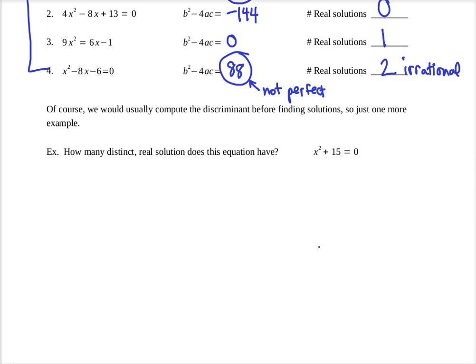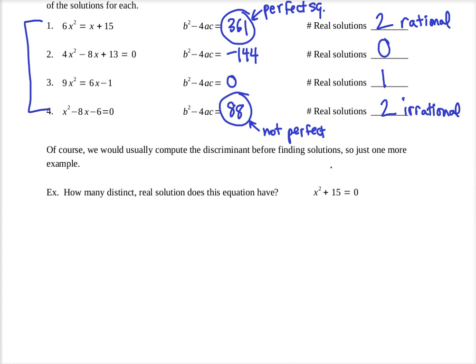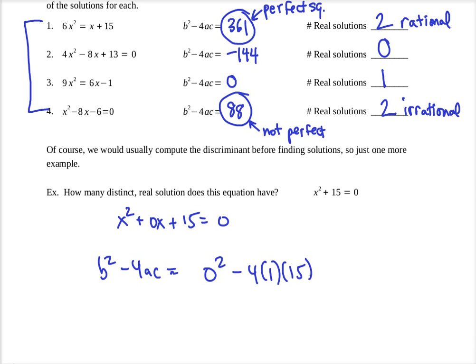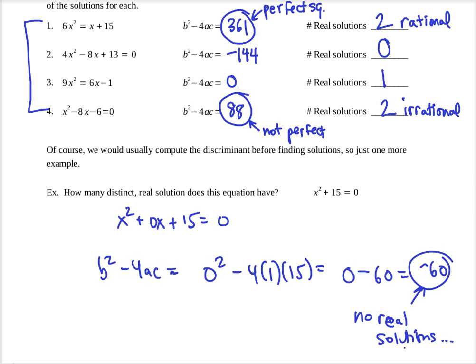Okay, so how many distinct real solutions does this equation have? Well, let's use the discriminant to figure it out. This is really x squared plus 0x plus 15 equals 0. So b squared minus 4ac is equal to 0 squared minus 4 times 1 times 15. And we get 0 minus 60, which is negative 60. Since it's negative, we get a negative discriminant, which means no real solutions. Both of our solutions are going to be complex.